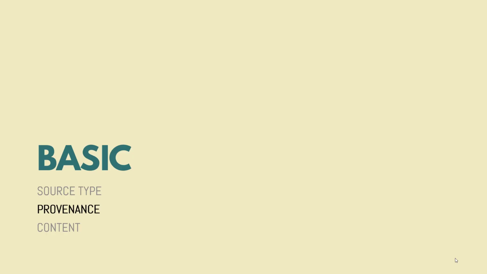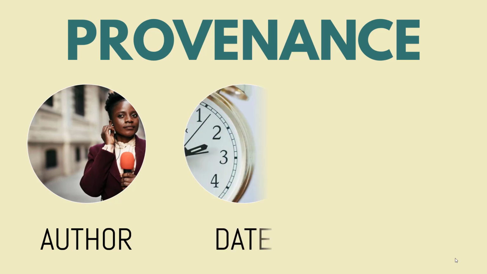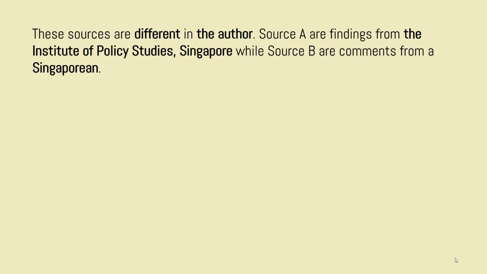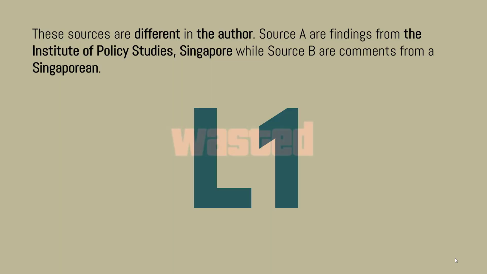The next way is the provenance. Under provenance, we are more interested in the author. We find out about the author, the date or place. So these sources are different in the author. Source A are findings from the Institute of Policy Studies of Singapore, while source B are comments from a Singaporean. This will also guarantee L1, and yes, it is wasted because it only guarantees you 1 mark, so why bother doing it?